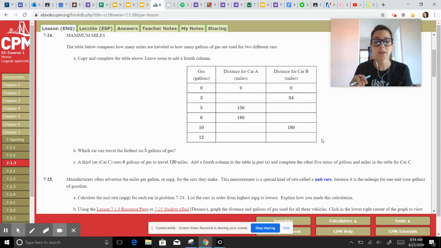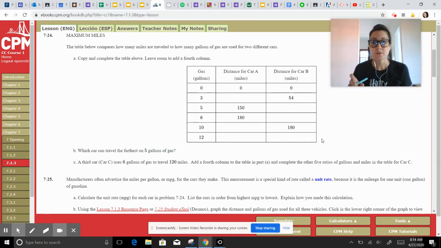We have a table here, and we're looking at gas in gallons, the distance for car A and the distance for car B, and then we're going to be adding a car C later on. So the first job that we need to do is to complete this table.